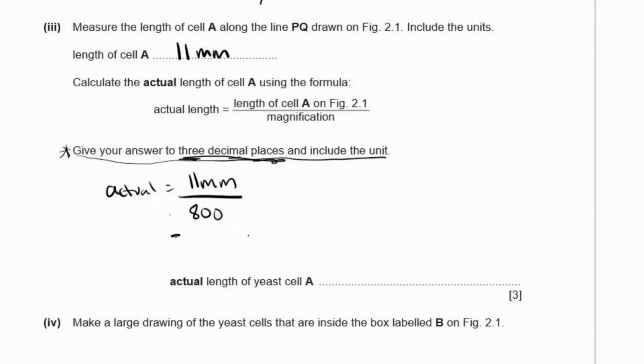So that equals 0.01375 millimeters. That's clearly too many units, as it says to 3 decimal places. So we take equals 0.014 millimeters. We round up. Okay, 0.014 millimeters. Okay, next.